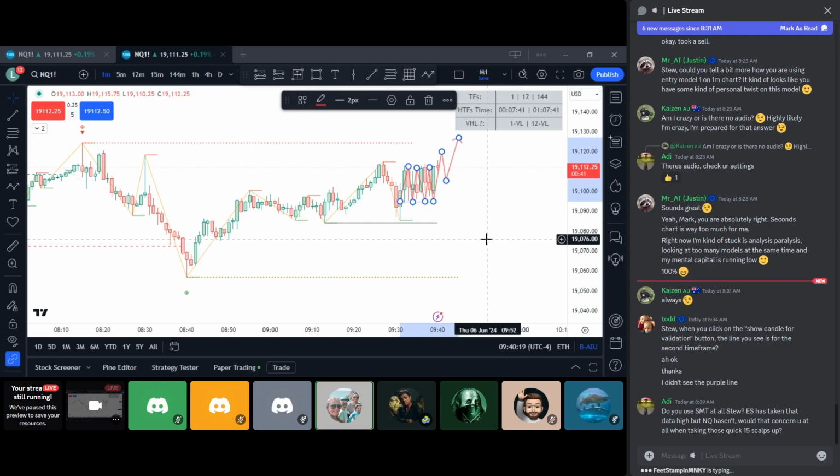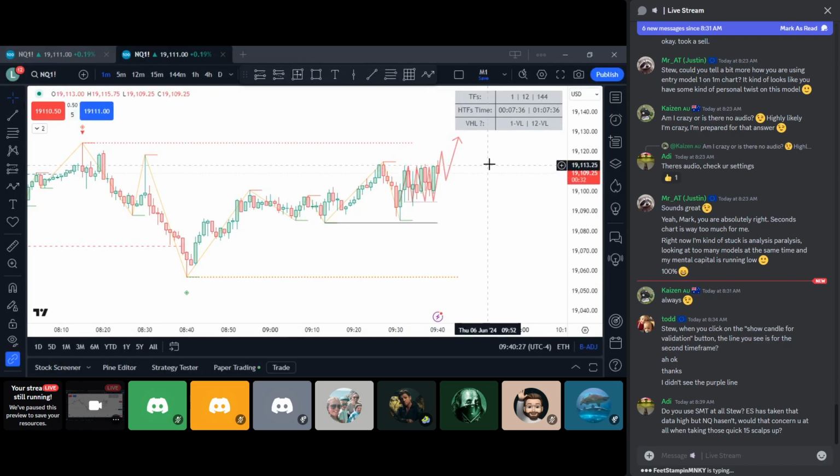So in order for this to be a Model 3, guys, I'd need this current candle to close above this range. I would need it to close above this range.